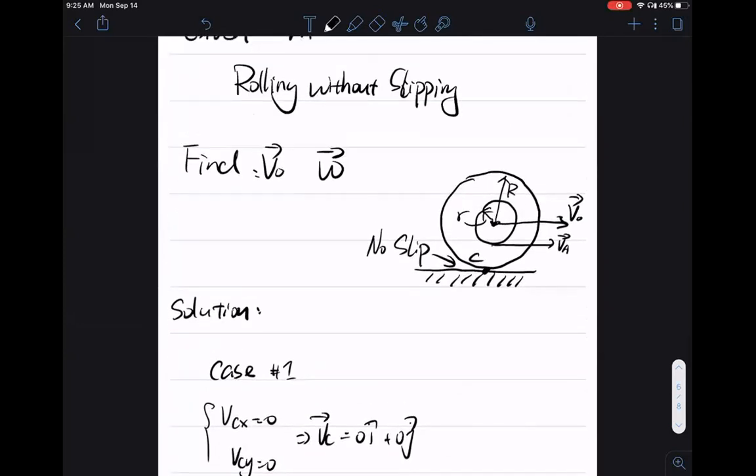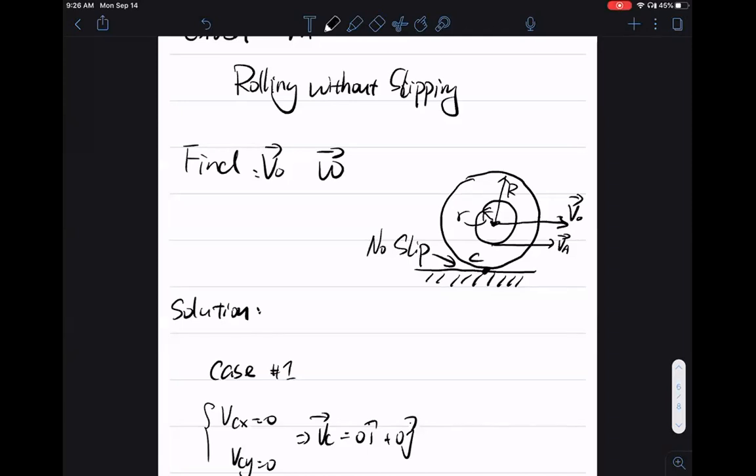We want to find omega and VO. So we know something about point C, and we also know the velocity at point A. Let's call that point A. We want to find omega. Where did we learn omega again? Where can you find omega? In which equation? Yeah, both the velocity and acceleration equations have omega, but the velocity equation looks simpler.